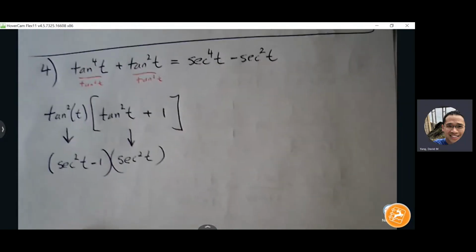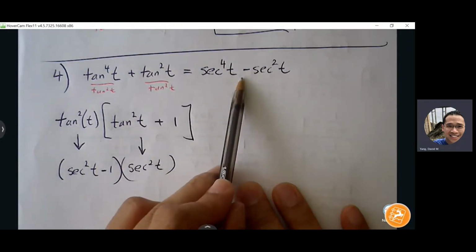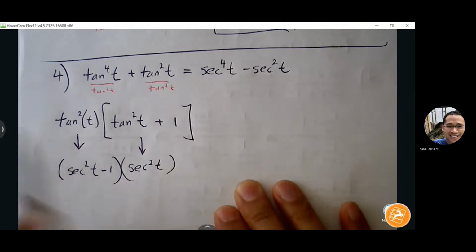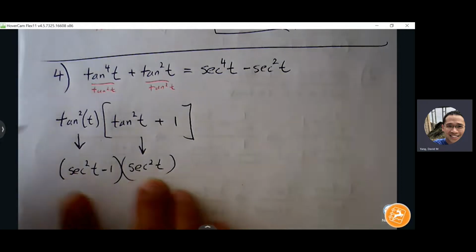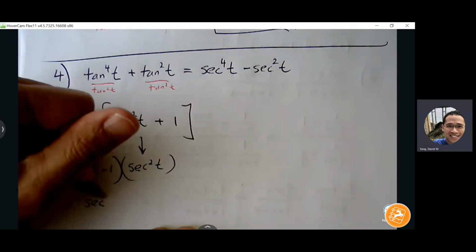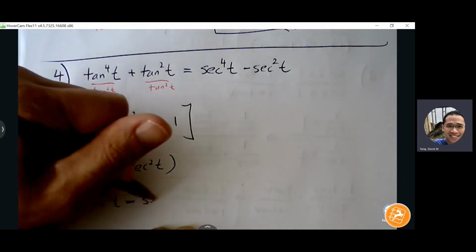And I have everything in terms of secant, so what if I just distribute this through? Hopefully I can get to where I want to be. So I'll distribute the secant squared through both of these terms here. Secant squared times secant squared is secant to the fourth. Secant squared times 1 is secant squared.